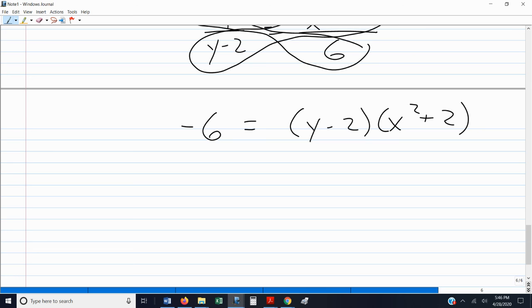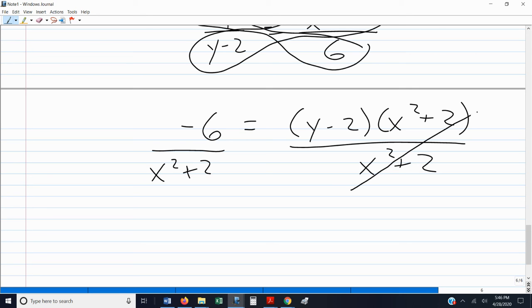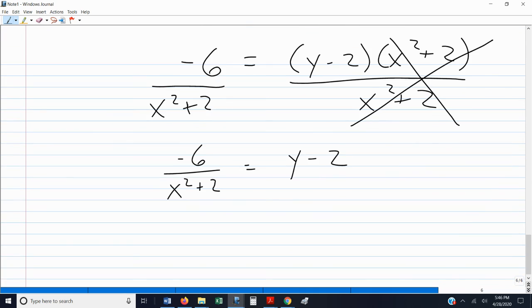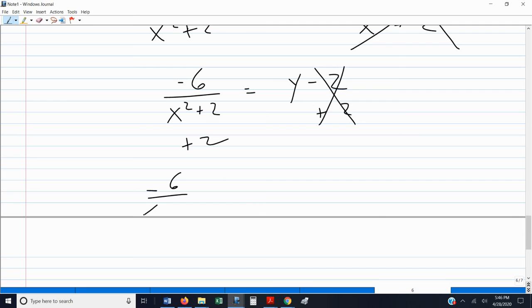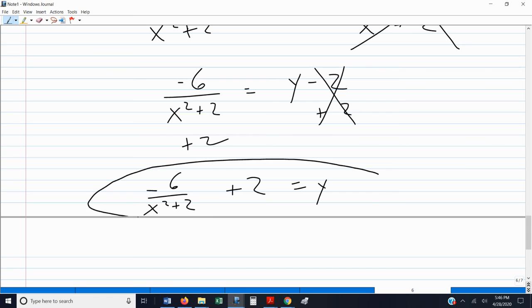Again, we're trying to isolate y. So think about the next step. Dividing by x squared plus 2. And we have negative 6 over x squared plus 2 equals y minus 2. Very, very last step to isolate y is adding 2. And that is going to look like negative 6 over x squared plus 2, plus 2 equals y. And we have isolated y. So again, so much wrapped up in that last point. If you don't get to that, it's okay. And hopefully you got some partial credit along the way.